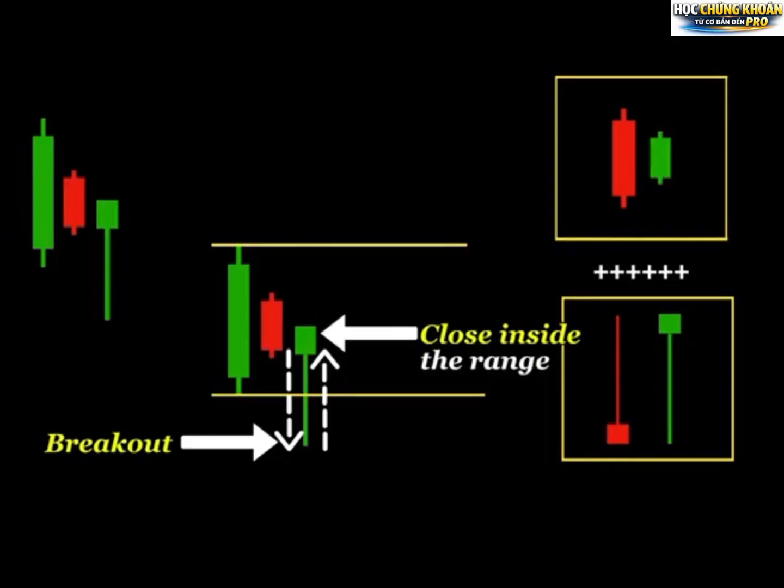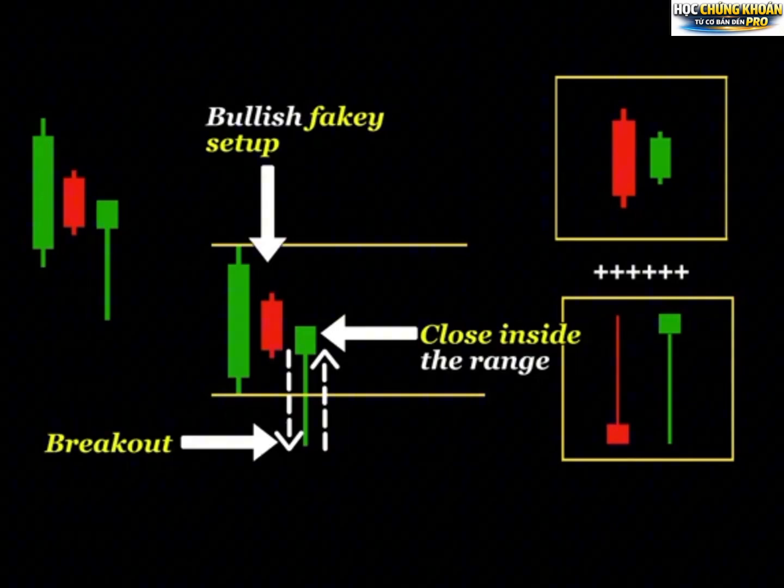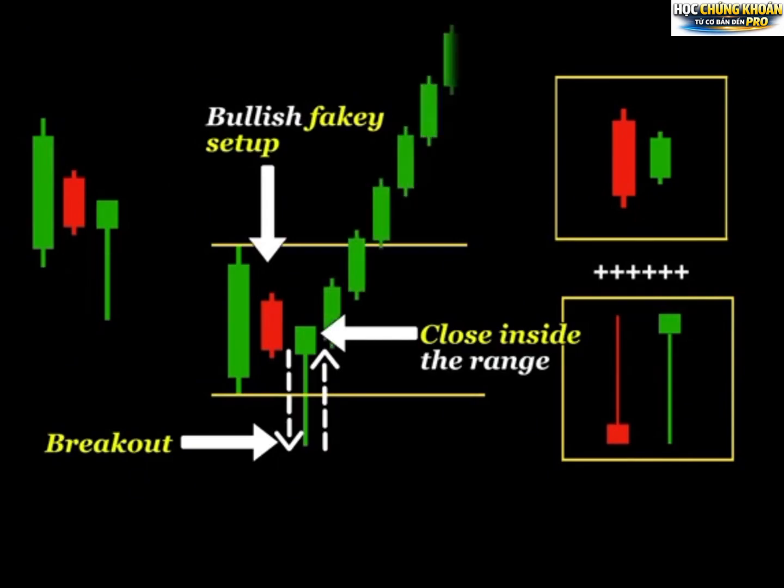And when this false breakout happens with a Tonkachi shape, it forms what we call a bullish fakie setup. This pattern tells us that sellers were trapped. They thought the market would continue downward, but instead, the market rejected the breakout and moved back inside the range. This trap often signals that buyers are about to take control of the market, leading to a potential bullish reversal.